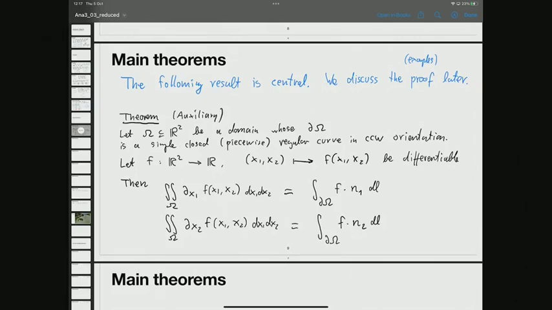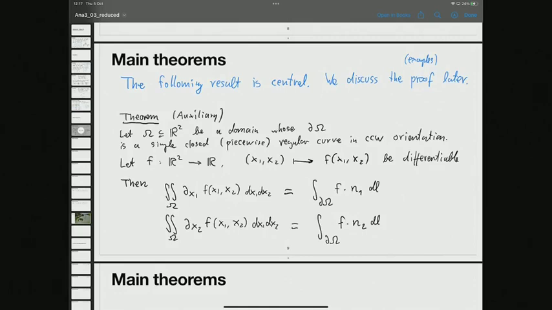So let's remember the following. We have got a domain omega, and we've got a function on that domain omega, some function f, and we would like to state the following two identities between integrals. On the one hand, the identities are very similar. If you've got a function f depending on two variables, x1 and x2, if I integrate the derivative in the first direction over omega, I can express it as a curve integral.